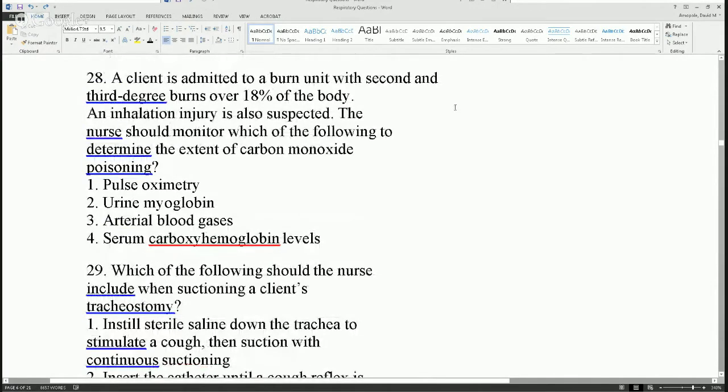Christy, the client is admitted to a burn unit with second and third degree burns over 18% of the body. An inhalation injury is also suspected. The nurse should monitor which of the following to determine the extent of carbon monoxide poisoning? 3. Ooh, carboxyhemoglobin levels, right? Wait, no. I said 3. Is it 4? It is 4.